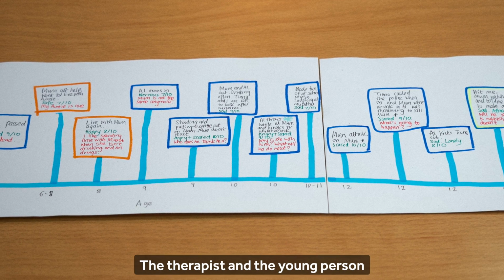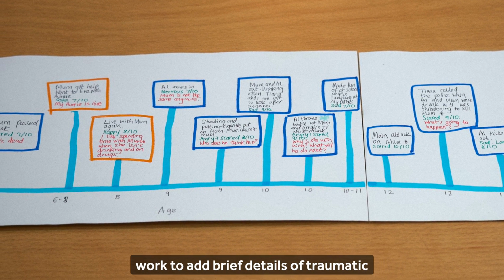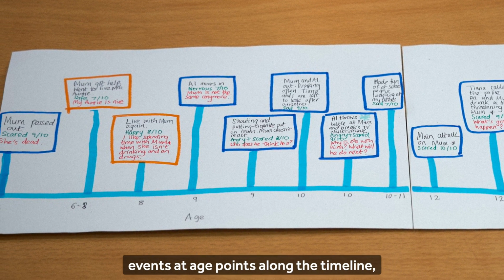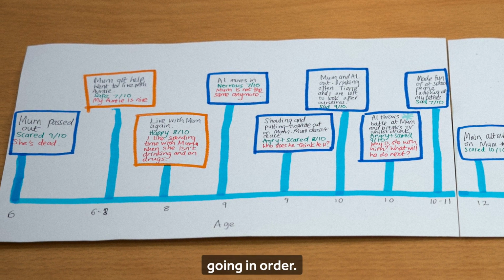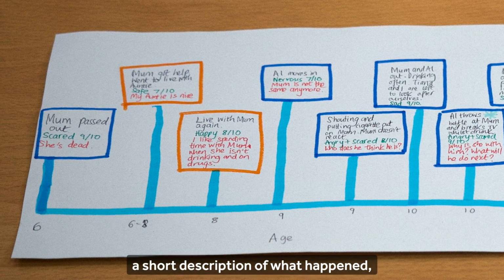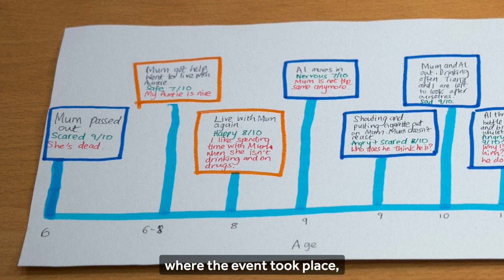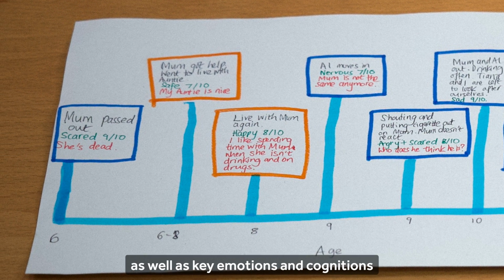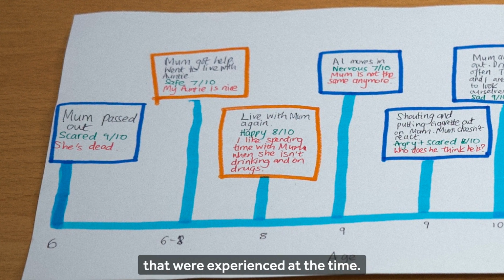The therapist and the young person work to add brief details of traumatic events at age points along the timeline, going in order. Details can include a label, a short description of what happened, where the event took place, as well as key emotions and cognitions that were experienced at the time.